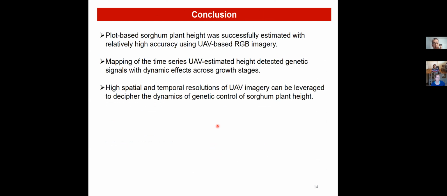So, in conclusion, from UAV RGB imagery, we were able to successfully estimate plant height with relatively high accuracy. Having done QTL mapping of this UAV estimated height, we were able to detect a strong genetic signal with changing effects. So we think that the high spatial and temporal resolution of the UAV imagery can be leveraged to further decipher the genetics of sorghum plant height.